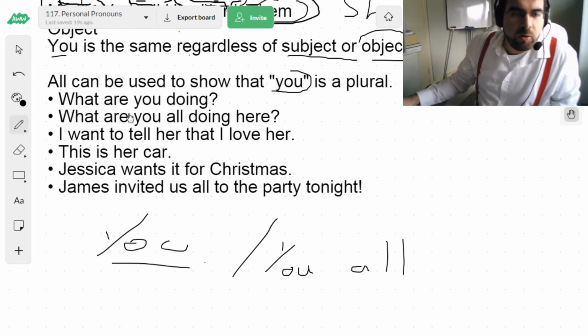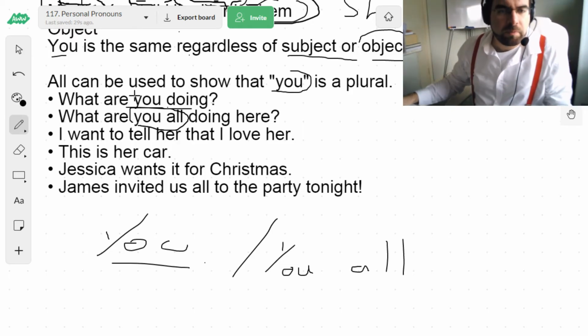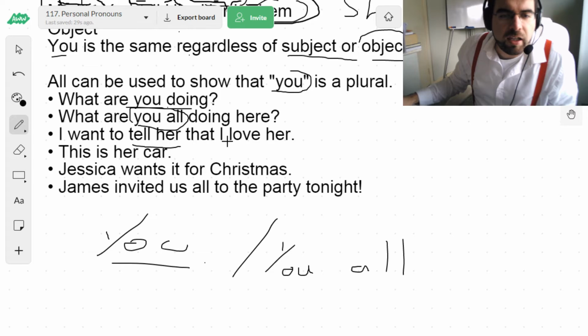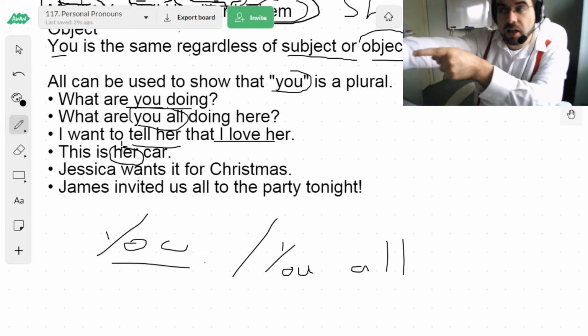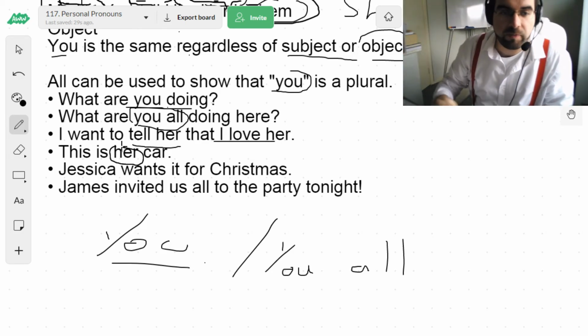So look, what are you doing? What are you all doing here? What are you all doing? I want to tell her that I love her. This is her car. I want to tell her. This is her wallet, even.